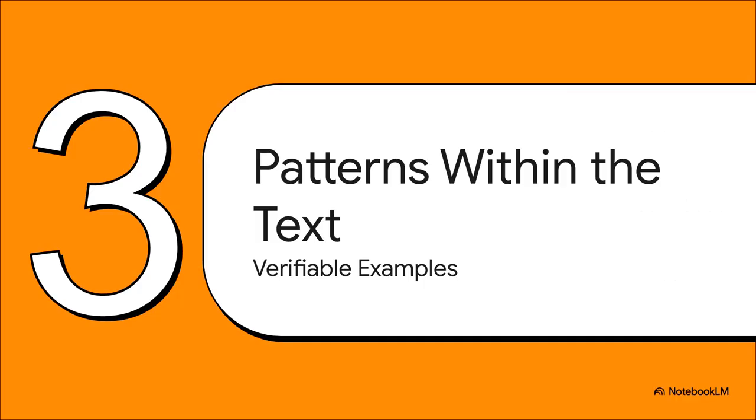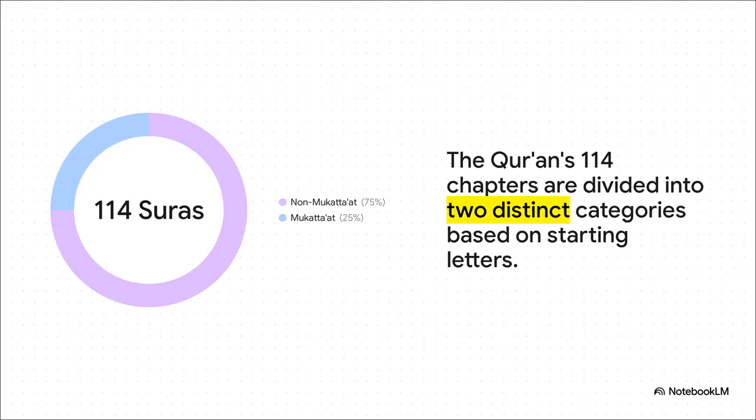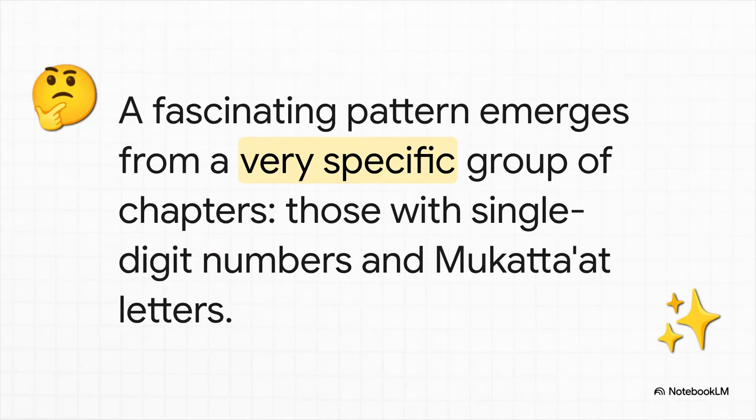Okay, toolkit assembled. Let's dive in and look at some of the actual specific patterns that researchers point to as evidence. So let's start with the big picture. The Quran has 114 chapters, or surahs, and right away there's this really neat division that researchers point to. Exactly 29 of them start with those mysterious letters we just talked about, and 85 of them don't. And guess what? 85 plus 29? Yup, that's 114.